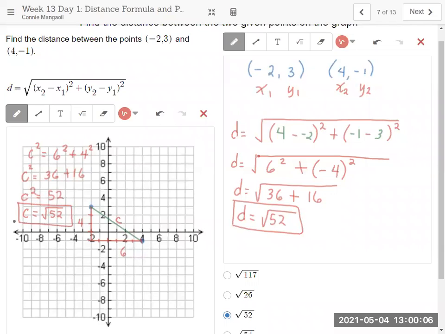Now, there are pros and cons to using either the Pythagorean theorem or the distance formula. You just have to be very careful, okay? Whenever you use either one of them.